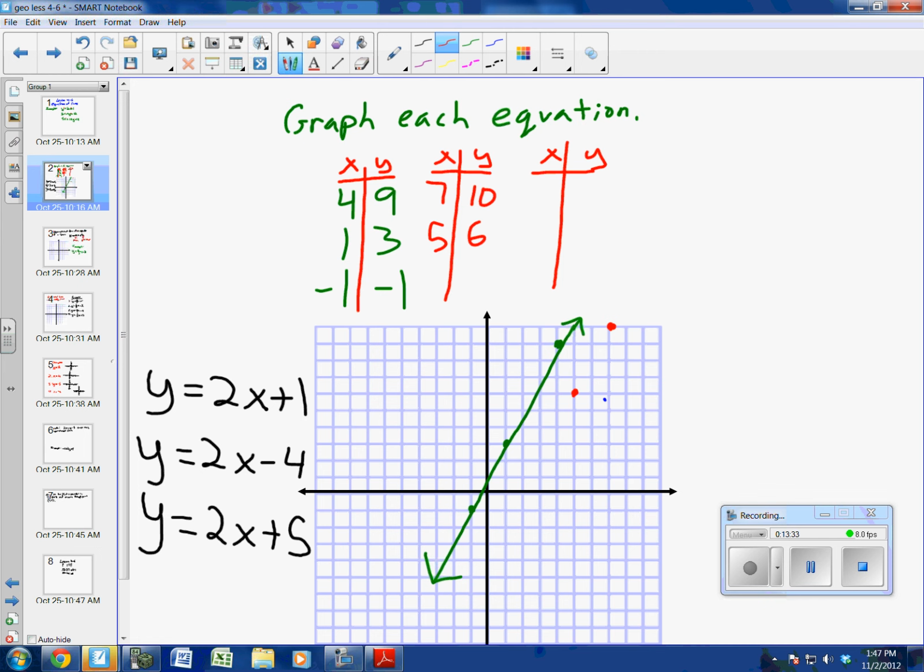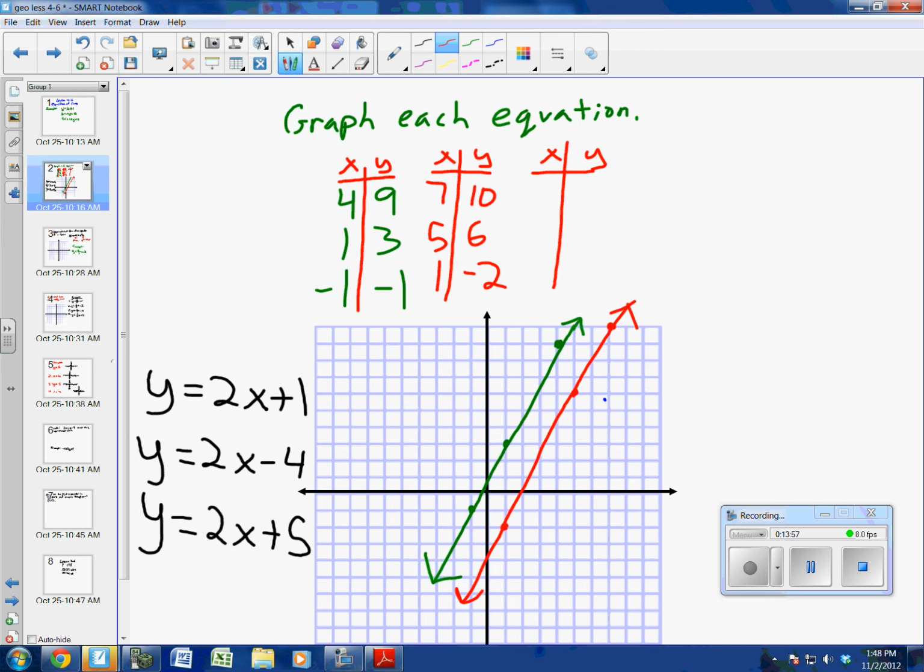Kayla, give me another number. Okay, let's try 1. 2 times 1 is? Minus 4 is? -2. So we go to (1, -2). All right, there's some points right there. Let's draw those. That's the line that goes through those.